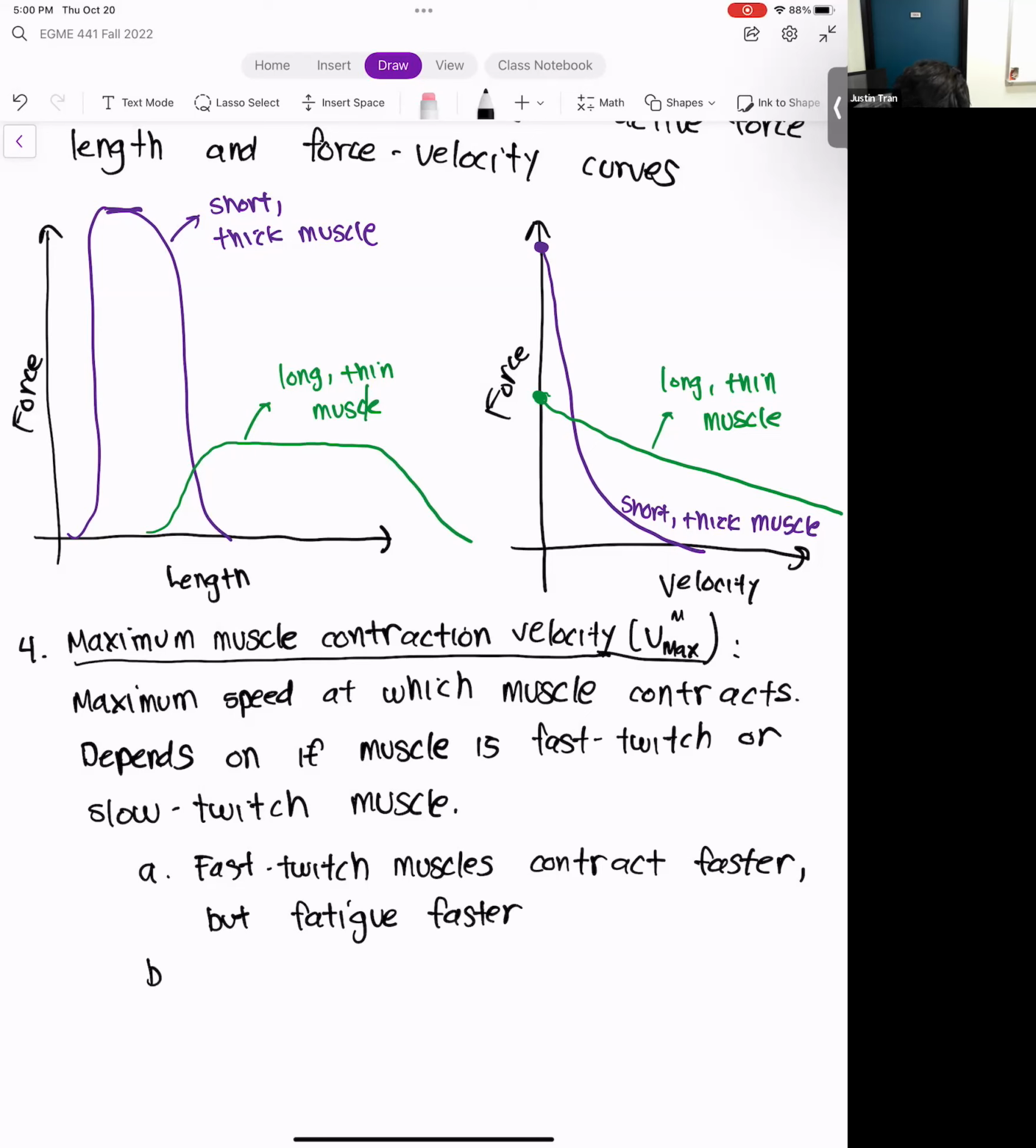Whereas slow twitch muscles can't contract as quickly as fast twitch, but they have a lot more endurance. And so, they're more well suited for longer tasks.